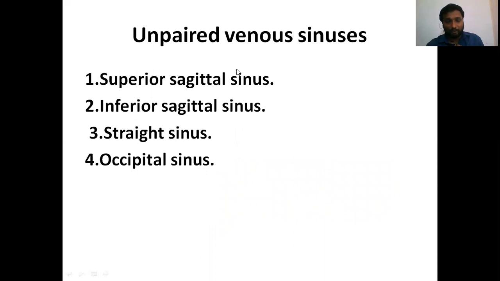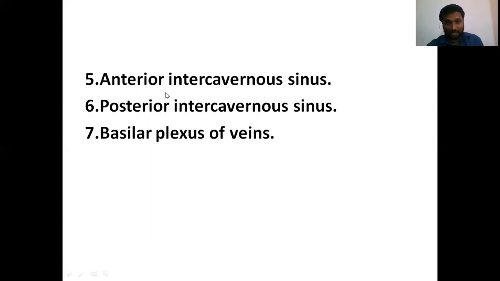Then the unpaired sinuses: superior sagittal sinus, inferior sagittal sinus, straight sinus, occipital sinus, anterior intercavernous sinus, seen between the two cavernous sinuses, posterior intercavernous sinus, then the basilar plexus of veins. It's a plexus, a network of veins. So these are the unpaired sinuses.